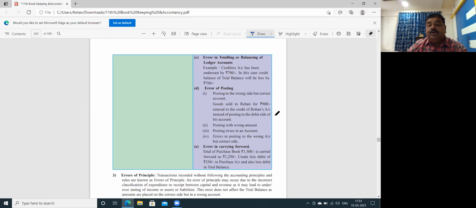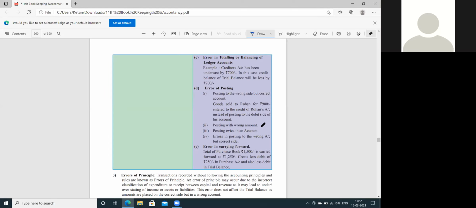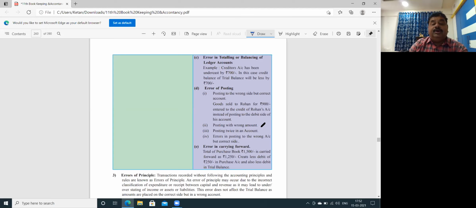Example होगा goods sold to Rohan for 900 entered to the credit side of Rohan account instead of posting to the debit side. Now goods sold to Rohan entry should be Rohan account due to sales. रोहन को डेबिट मिलना चाहिए था, आपने गलती से क्या किया, क्रेडिट किया है. पोस्टिंग विद द रॉन्ग अमाउंट, मतलब ओरिजिनल बुक में करेक्ट अमाउंट है, in the original book amount is correct. For example, amount which is given in the original book is 105, but while making the posting to the account you are writing 501 like this, ऐसा कुछ तो भी.